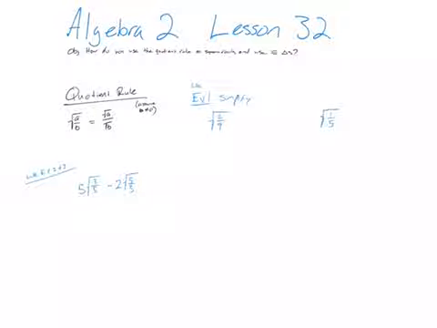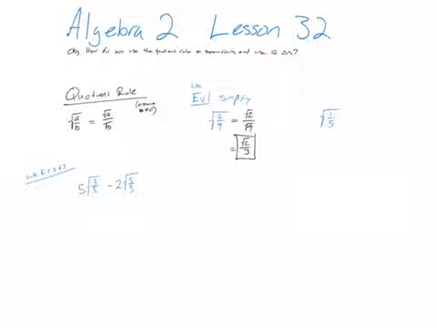So let's see if we can simplify some of these. This, then, would just be the square root of 2 over the square root of 9. Well, the square root of 9 is just 3, so the square root of 2 over 3. So that one would simplify.